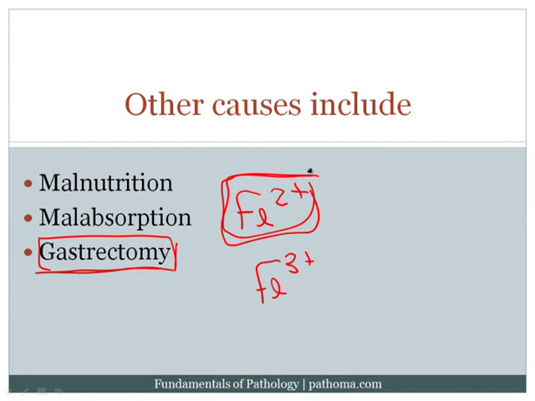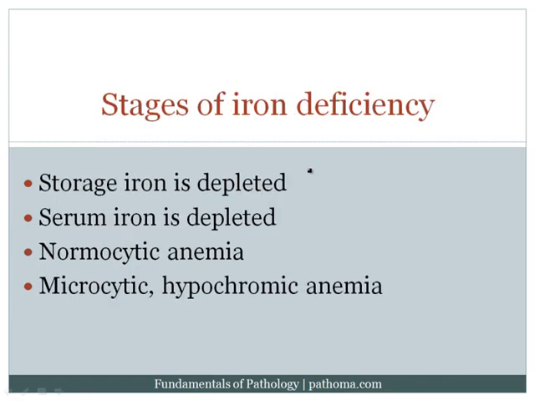So this becomes important again because it ties into a little bit of biochemistry. When a patient becomes iron deficient, they actually go through a series of phases, and it's nice to understand these phases or stages because they will help you to better understand what's going on in iron deficiency. So I'm actually going to take a moment to walk you through each of these.